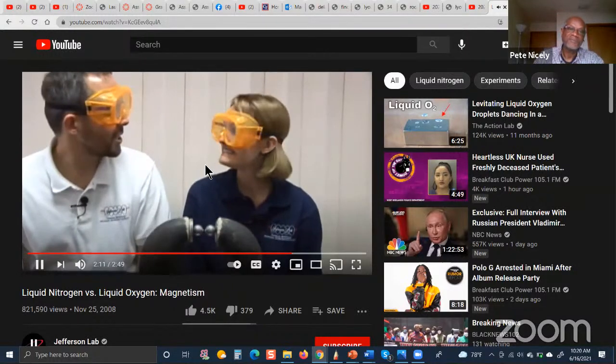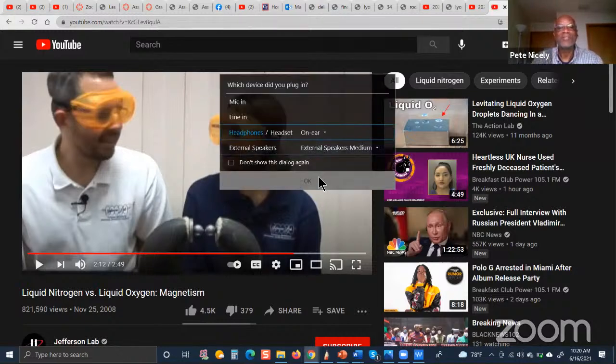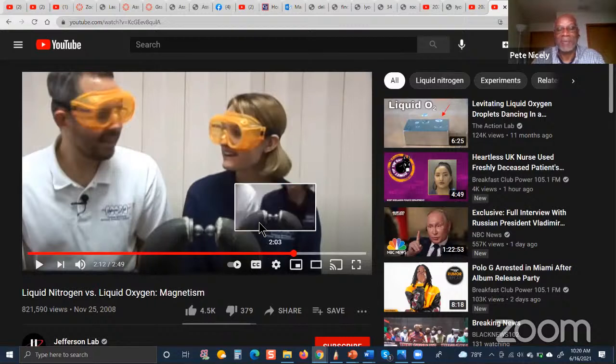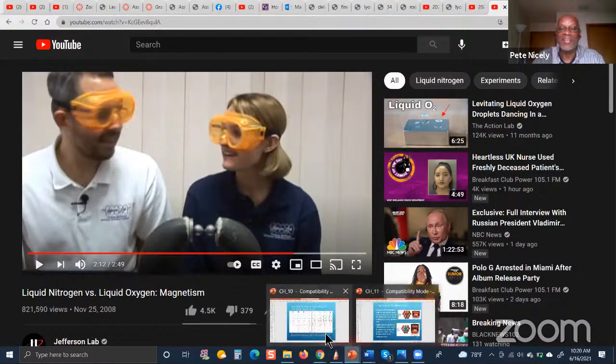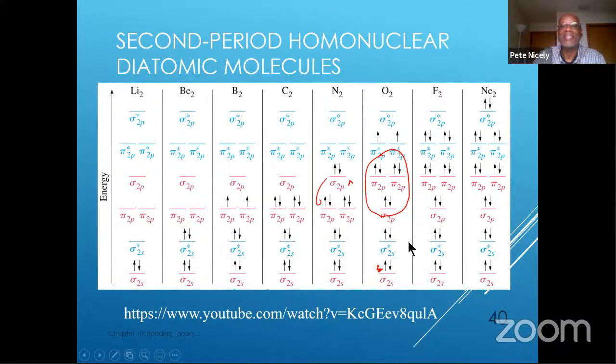Let's try that with liquid nitrogen at the same time. Okay, let me stop that right there. So basically the result of that little experiment is that oxygen is paramagnetic and nitrogen is not. And we can see the reason why based on the molecular orbital diagram in the case of nitrogen compared to oxygen.